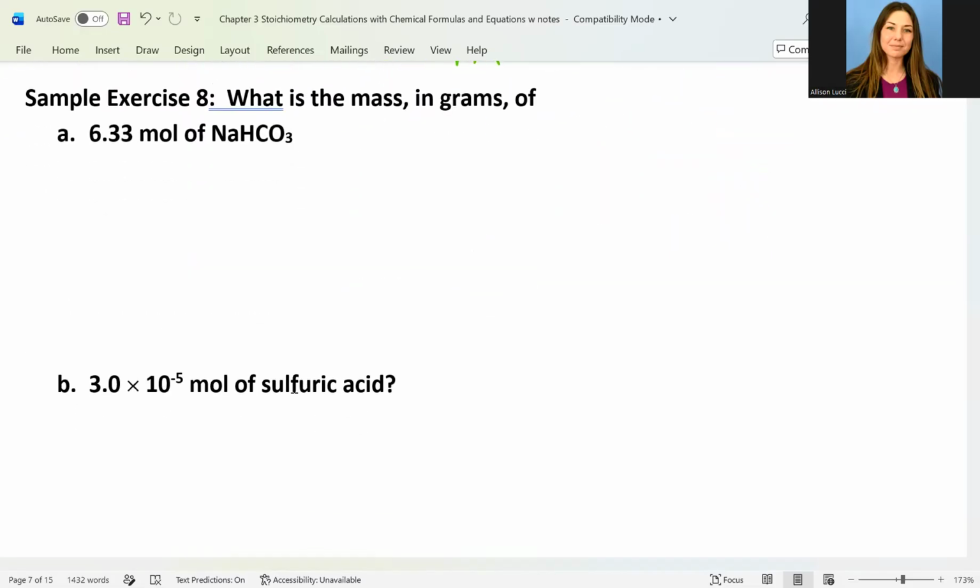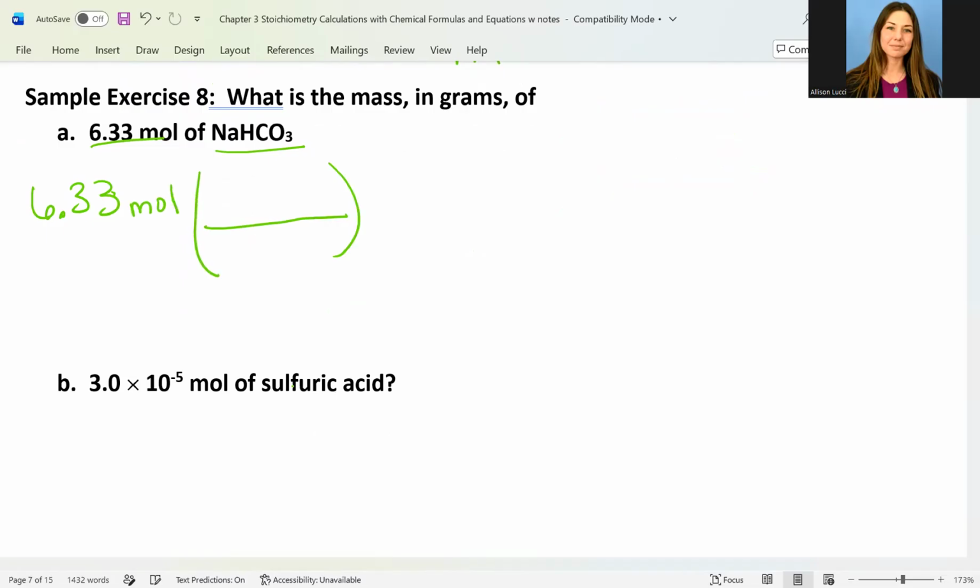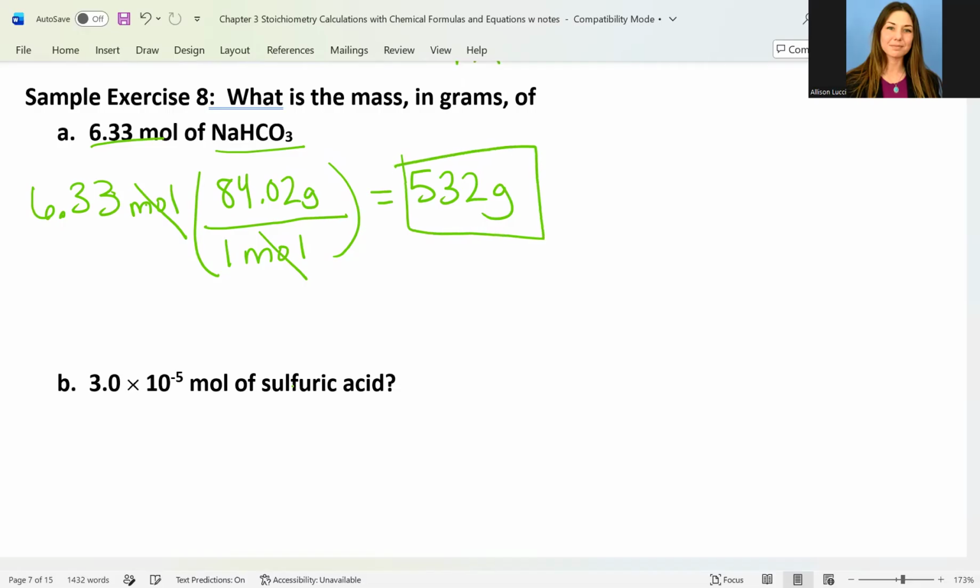So we're going to look at the next sample exercise here, which is multi-part. And first we're asked to find what the mass is in grams of 6 moles of sodium bicarbonate. So we've just calculated the molar mass, so it's actually 6.33 moles. So we write out first, we start with what we're given, and we know that for every 1 mole, the mass is that 84.02 grams. So now my moles will cancel, and I end up multiplying the numerator. So 6.33 times 84.02, and I have about 532 grams of, of course, sodium bicarbonate.